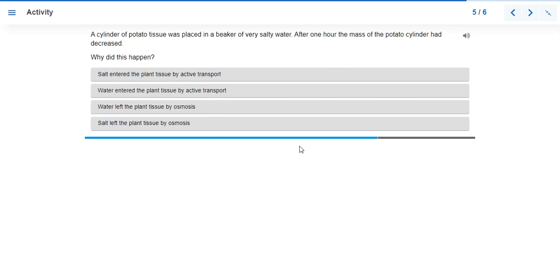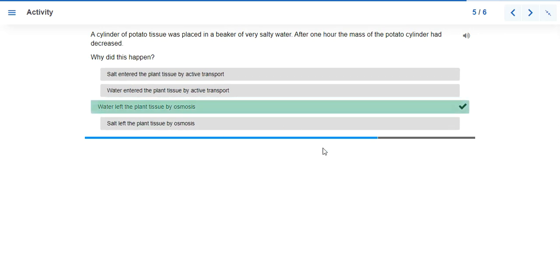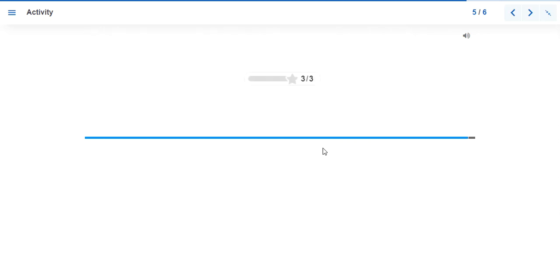A cylinder of potato tissue was placed in a beaker of very salty water. After 1 hour, the mass of the potato cylinder had decreased. Why did this happen? Water left the plant tissue by osmosis. That's the most likely reason.